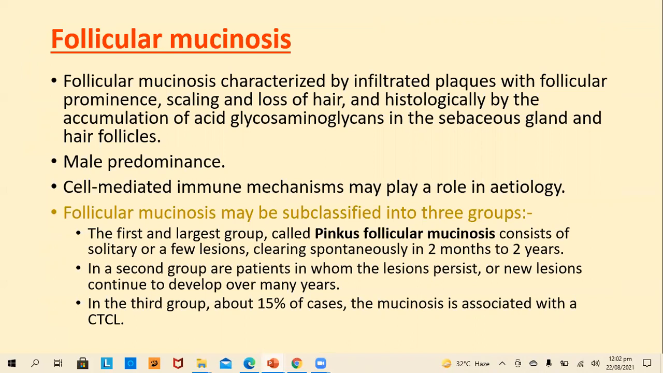Follicular mucinosis may be subclassified into 3 groups. First and the largest group, also called the Pinkus follicular mucinosis, consists of solitary or few lesions clearing spontaneously in 2 months to 2 years.